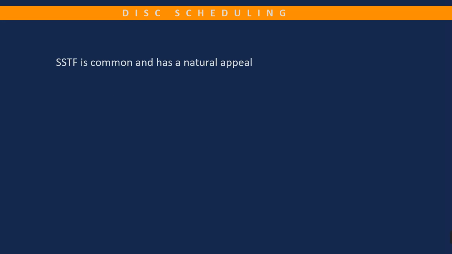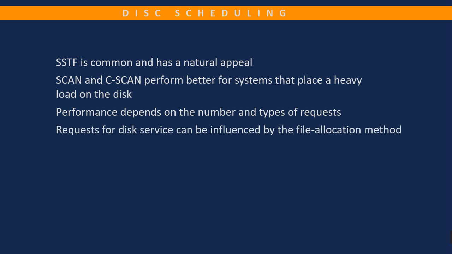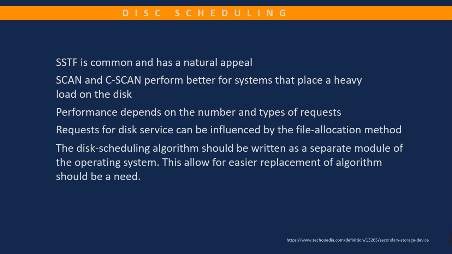Shortest seek time first is common and has a natural appeal because it's easier to implement mechanically. SCAN and C-SCAN perform better for systems that place a heavy load on the disk. Performance depends on the number and types of requests. So normally it really depends. Then requests for this service can be influenced by the file allocation method.